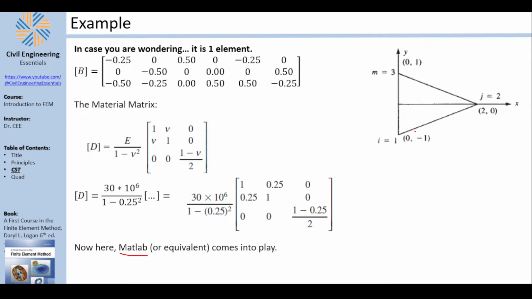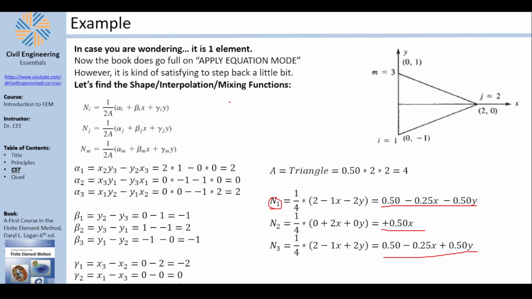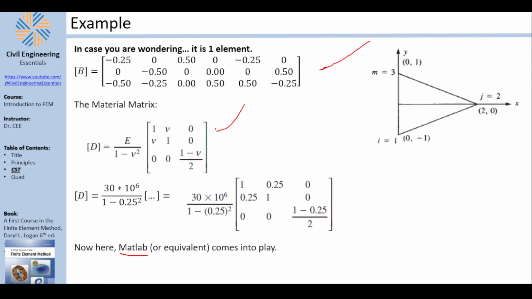Okay, so we have our B matrix. We can construct our material matrix. I think it was a plane strain. Let me just check, I think he tells us what to determine. Let me just check. Assume plane stress conditions. So he's using the material matrix of the plane stress conditions, which can be calculated here.